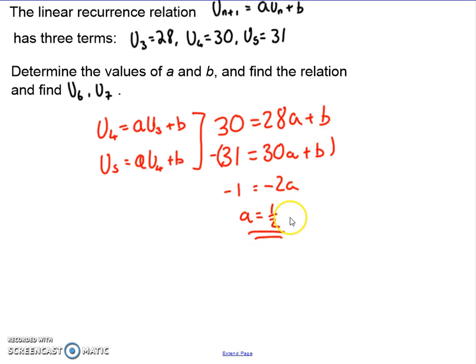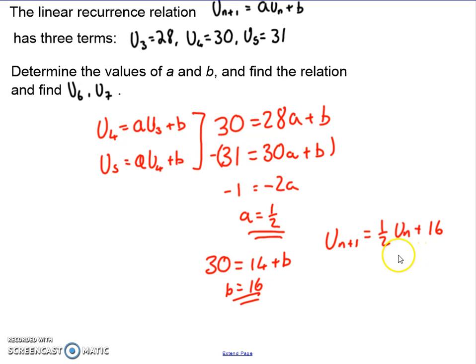What I can then do is substitute it in and calculate b. So if I go to the top, I know 30 equals 28 times a, so 28 times 1/2, that's 14, plus whatever the value of b is. From that, I know b is equal to 16. Using this, I can then set up my recurrence relation. I then know that un plus 1 equals a, so 1/2, times un plus the value of b, so plus 16. So now that I've got it, I can use it to calculate u6 and u7.